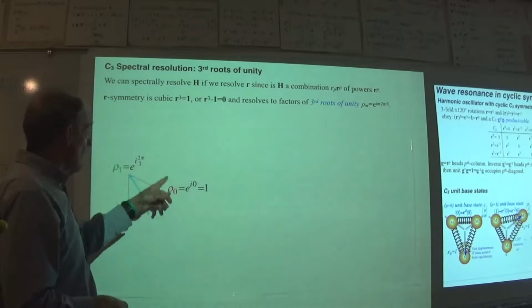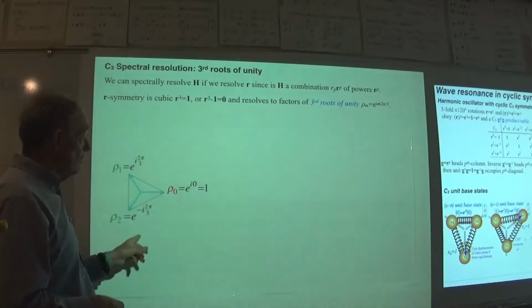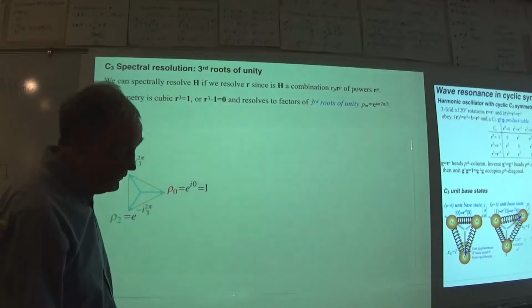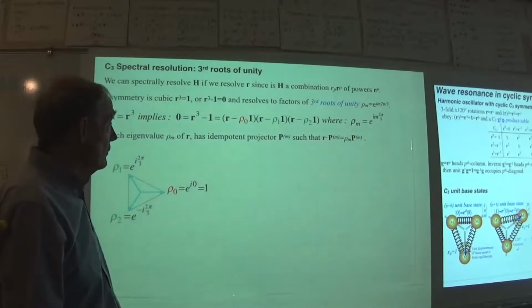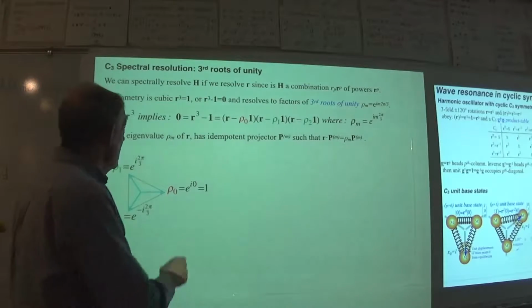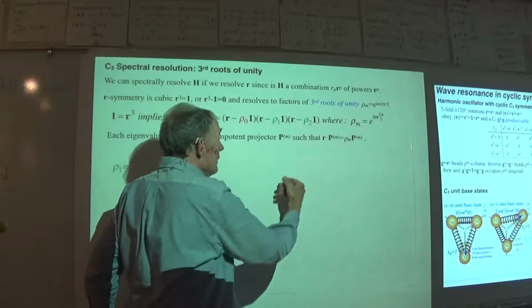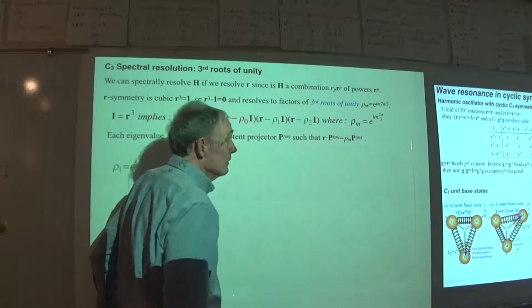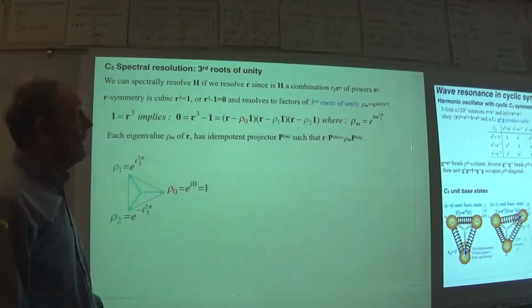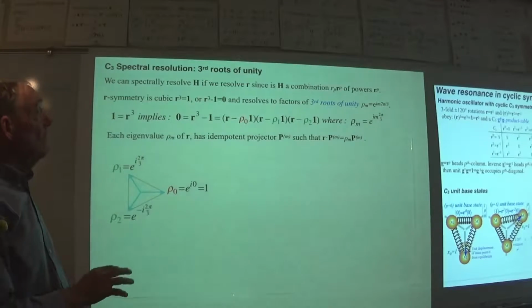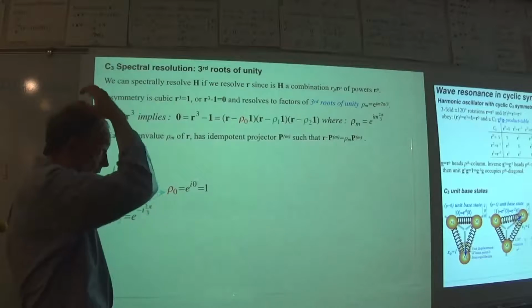Raise that to any power, and that will give you all three roots of this particular operator. So that's this eigenvalue space that you work with. That is, the minimal equation of this operator is written out right here in terms of e to the some integer times 2 pi over 3, and the only integers that work are 0, 1, and minus 1, and we're done. We don't need any more.